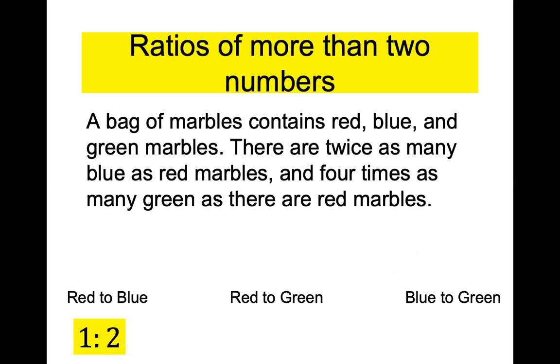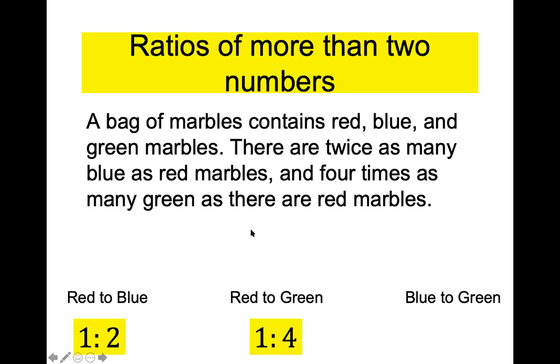So it'd be 1 to 4. Okay. And Jack, do blue to green. Wait, it doesn't go blue to green. Or does it? I hit the darn mouse button. Well, blue to green would probably be 2 to 4, which would also be 1 to 2.